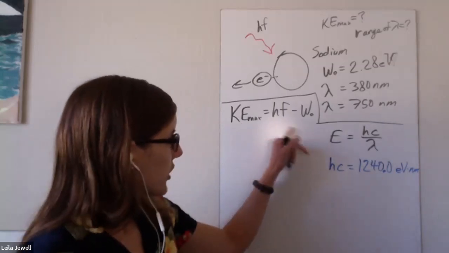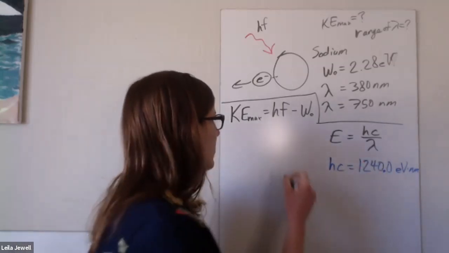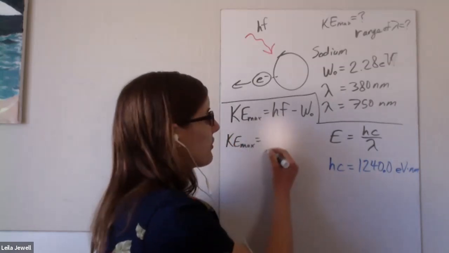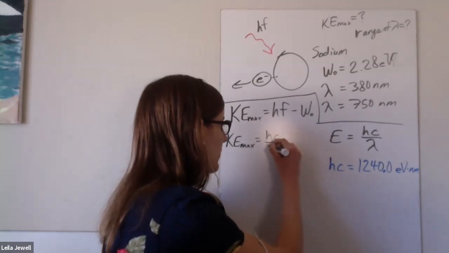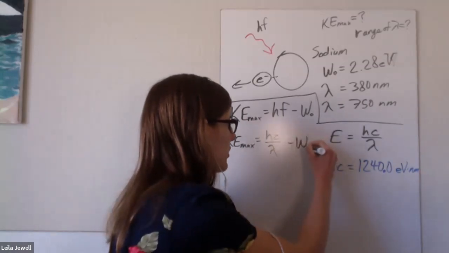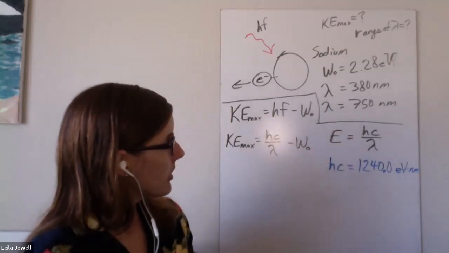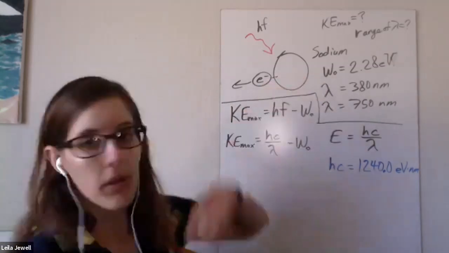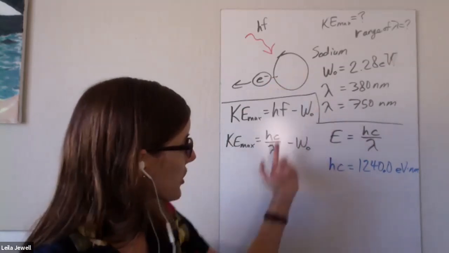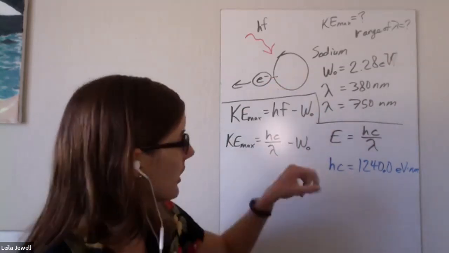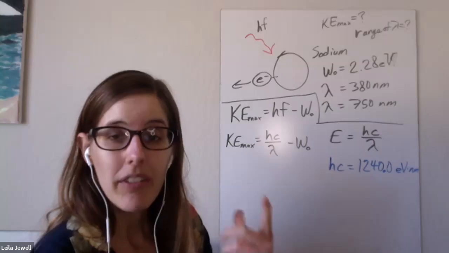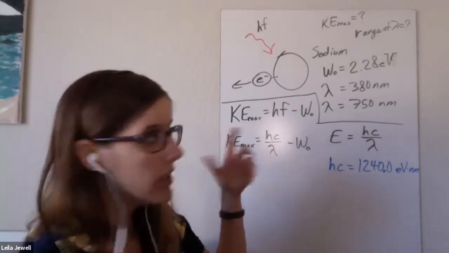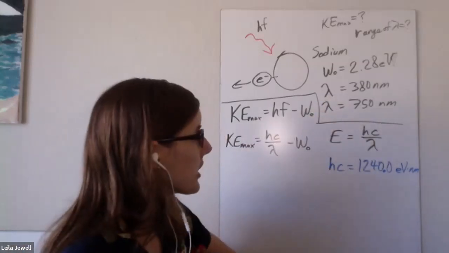So instead of hf, I'm going to use this hc over lambda, which is already set up to solve for KE max. So hc over lambda minus the work function. To get the maximum kinetic energy, I'm paying attention to the range of wavelengths. Since wavelength is in the denominator, to get the largest kinetic energy I want the smallest wavelength. The smallest wavelength will produce the largest energy. So I'm going to use my 380 nanometers here.